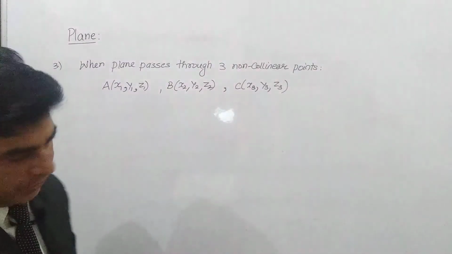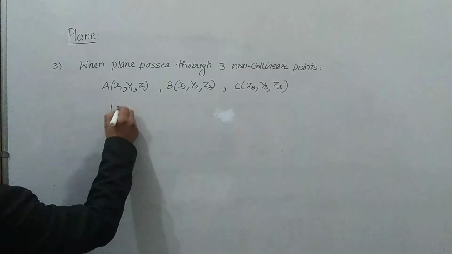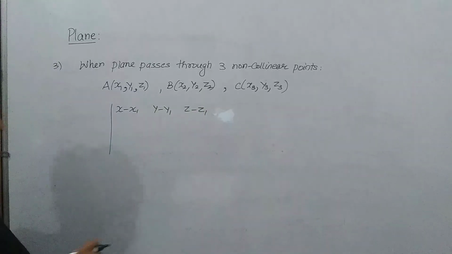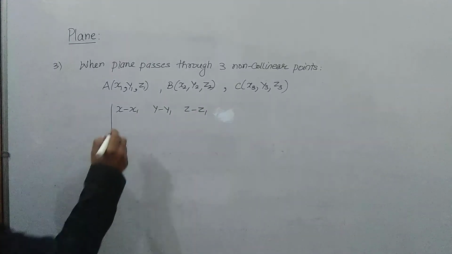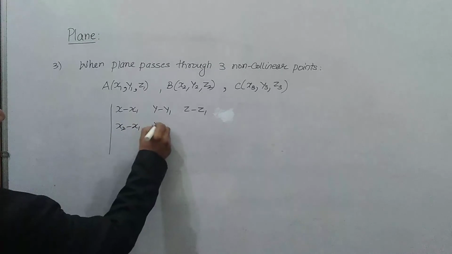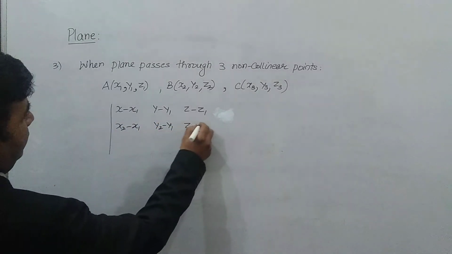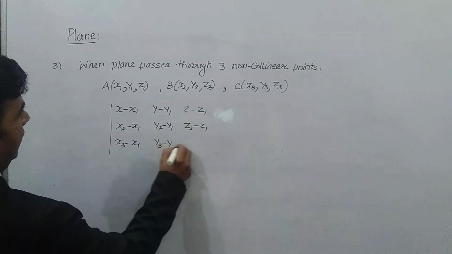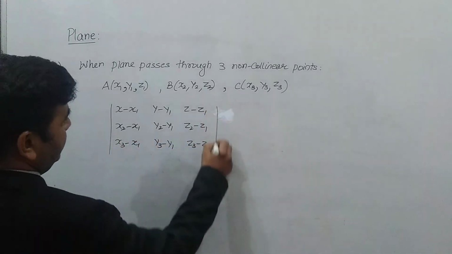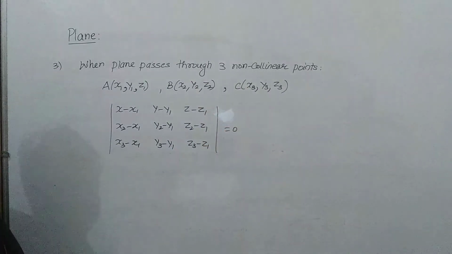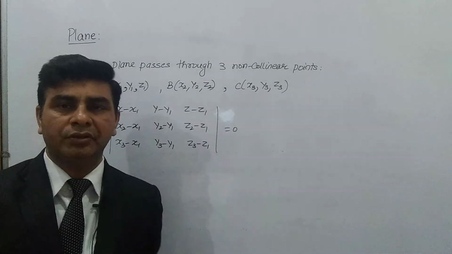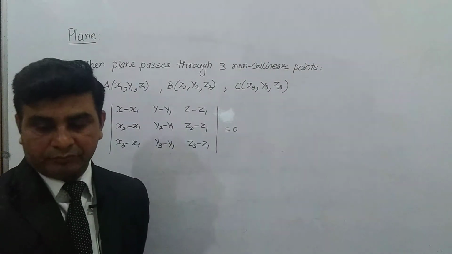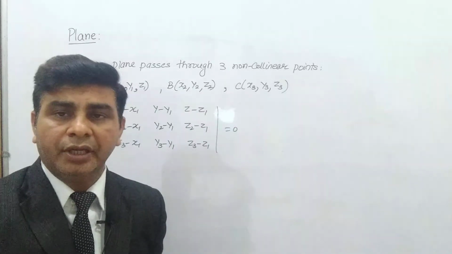Then the equation of plane is given by the formula: determinant of x minus x1, y minus y1, z minus z1. The second row will be x2 minus x1, y2 minus y1, z2 minus z1, and the third is x3 minus x1, y3 minus y1, and z3 minus z1, is equal to 0. So this is the equation of a plane which is passing through the 3 non-collinear points given to you. Now equation of plane in intercept form.